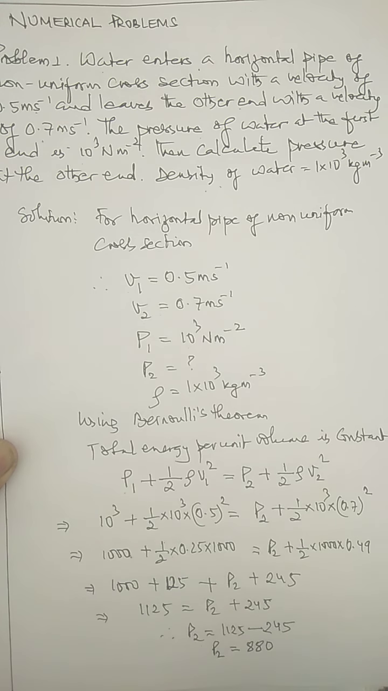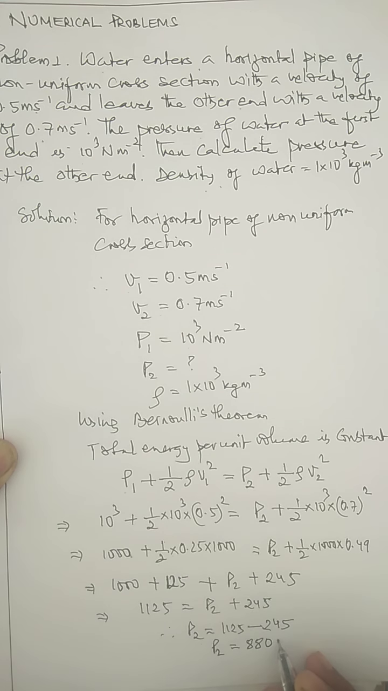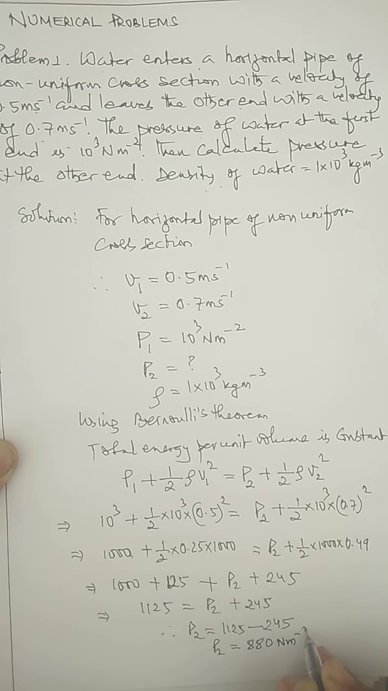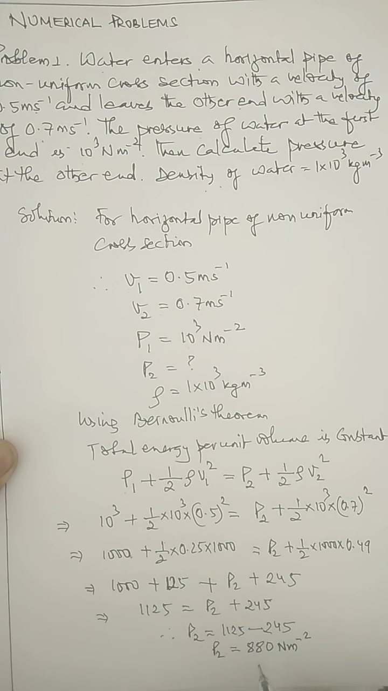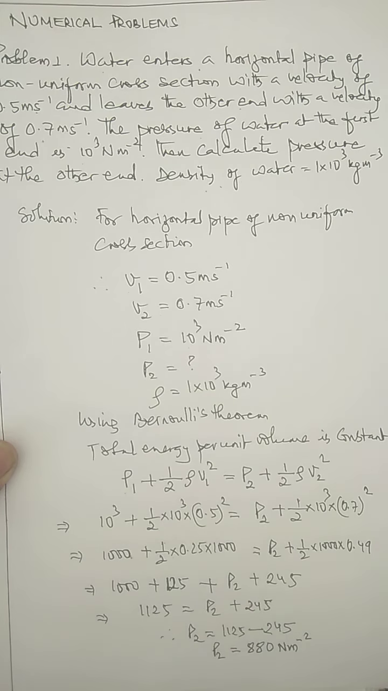Now P2 means the pressure that we are measuring, and the unit is Newton per meter square. What is the unit we follow? Newton per meter square. So the pressure exerted at the other end of the tube is 880 Newton per meter square. So this is one of the simple numericals based on Bernoulli's theorem. Now we go to the next problem, that is problem number 2.